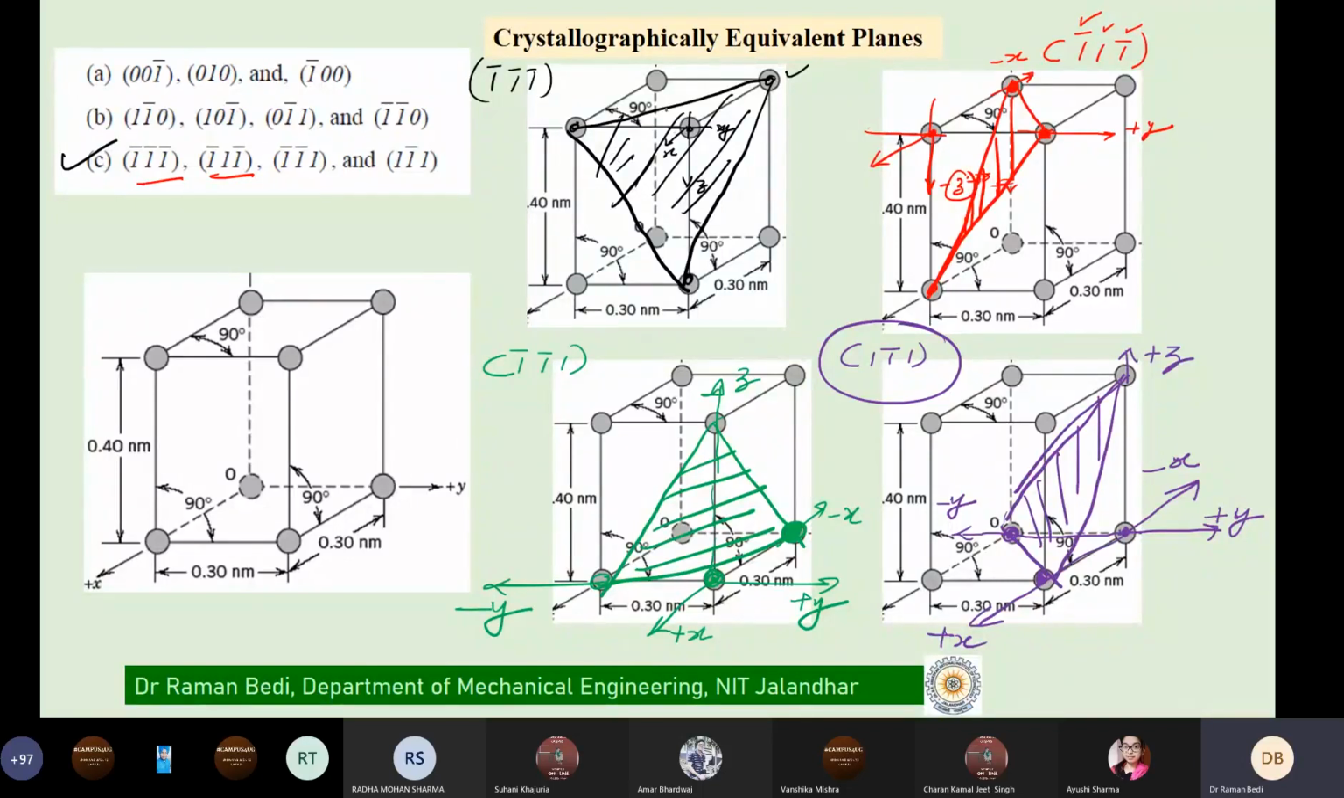All of them have the same thing going on here. They have the same face diagonals. Yes, sir, they are crystallographically equivalent. And the bottom face diagonals, they are there. And then we have these face diagonals from the side and the left and the right face and the front and the other face. So all these planes, all of them are equivalent.